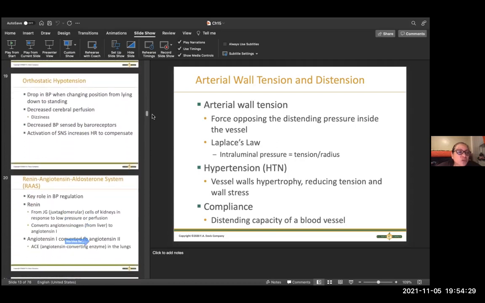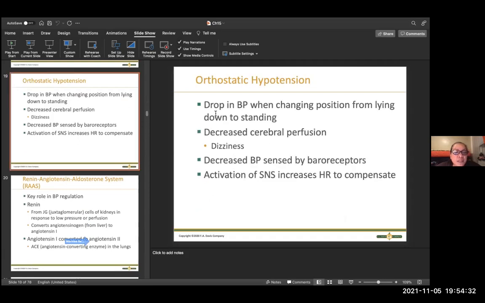Oh, this is important. Orthostatic hypotension. Somebody can become dizzy and then they can fall. You already know this.